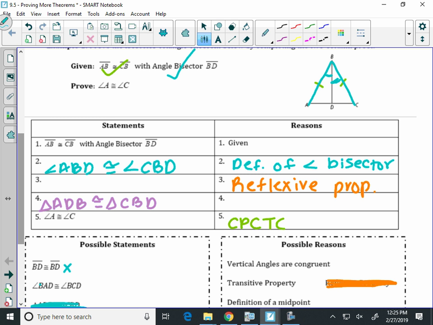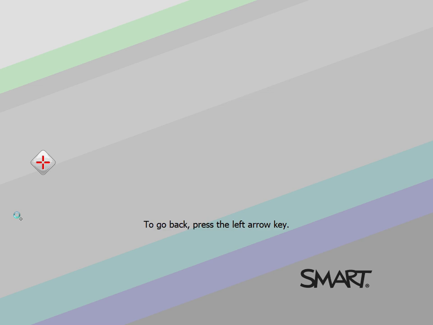The reflexive property. Whenever you have shared side triangles, you put reflexive property, and your reason is the shared side is congruent to itself. Well, what's the shared side? What side are they sharing? BD. So you just say BD. You just say BD is congruent to BD.